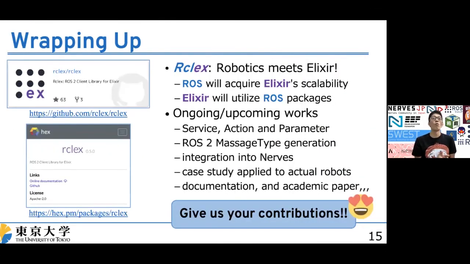So, wrapping up my talk, I introduced our research activity for Rclex. That is a brand new library for robotics to meet Elixir. The source code of Rclex is published on GitHub. If you are interested in our activity, please give your star on our GitHub repository. And you can find our Hex package on HexPM. And also, we have already published a Docker image that allows you to try Rclex in just 5 minutes. Please check it out.